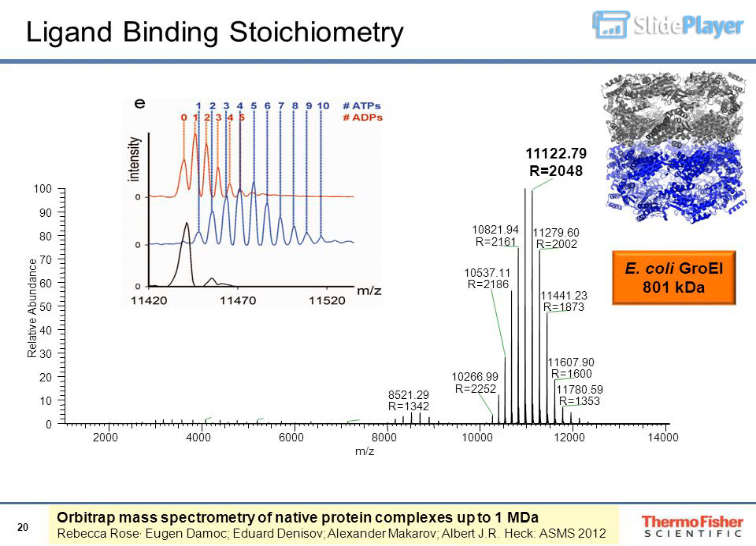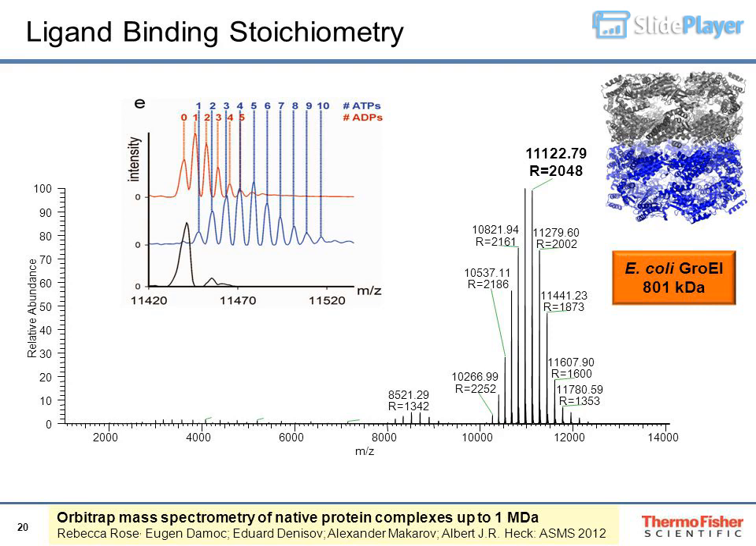11,279.60, R equals 2002. 11,441.23, R equals 1873. 10,537.11, R equals 2186. 11,607.90, R equals 1600. 11,780.59, R equals 1353. 8,521.29, R equals 1342. 10,266.99, R equals 2252. E. coli GroEL, 801 kDa.